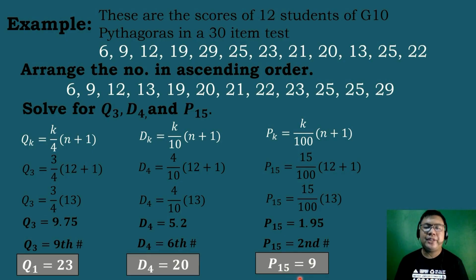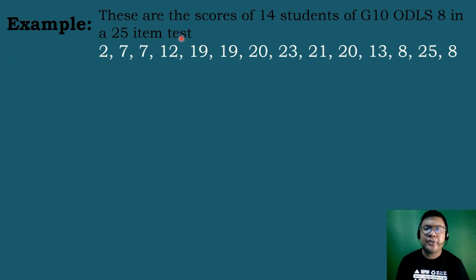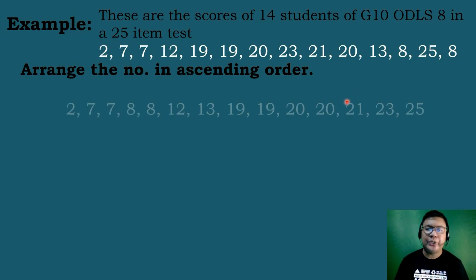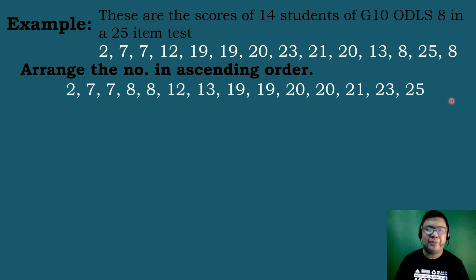And if we will interpret this, 15% of the students has a score of less than or equal to 9. Let's have our next example. These are the scores of 14 students of G10 ODLS 8 in a 25-item test. The first step is to arrange the numbers in ascending order from lowest up to the highest number. We have 2, 7, 7, 8, 8, 12, 13, 19, 19, 20, 20, 21, 23, 25. After we have arranged these numbers, let's try to solve.